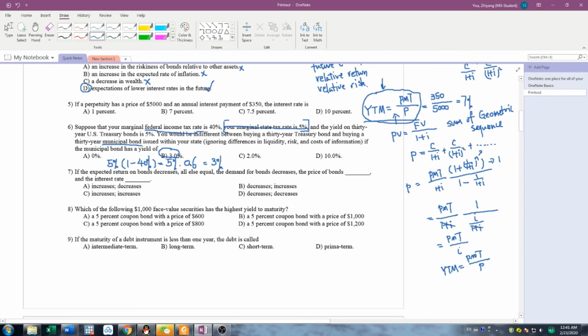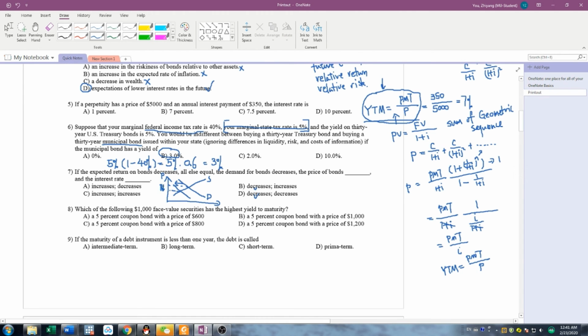Okay, so that's it for question 6. Question 7, if the expected return on bonds decreases, all else equal, the demand for bonds is going to decrease. This is just a supply and demand analysis for bonds. So the demand for bonds decreases, so it shifts to the left. The price of the bond, notice the vertical axis is the price, is going to drop.